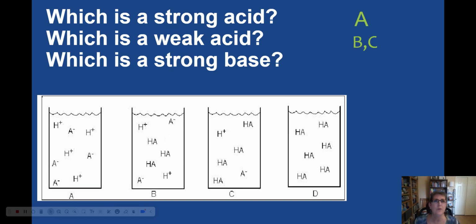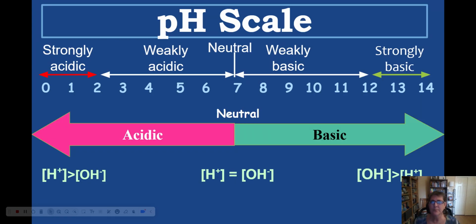All right, so I hope you did well on those. New topic, pH. The pH scale is something we use to measure acids and bases and what's neutral. The pH scale goes from 0 to 14. 7 is right in the middle. Okay, so 7 is neutral.